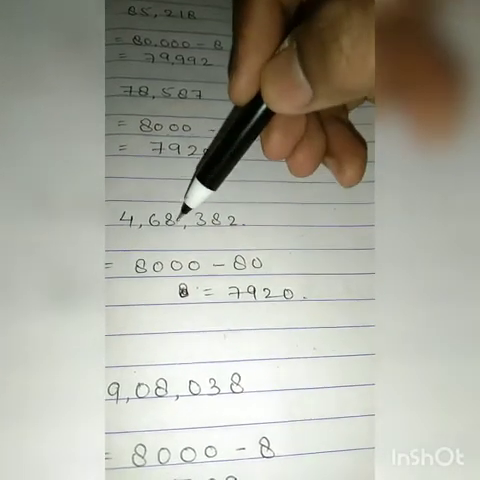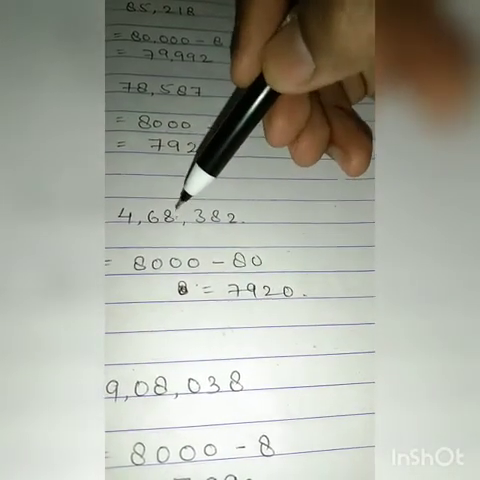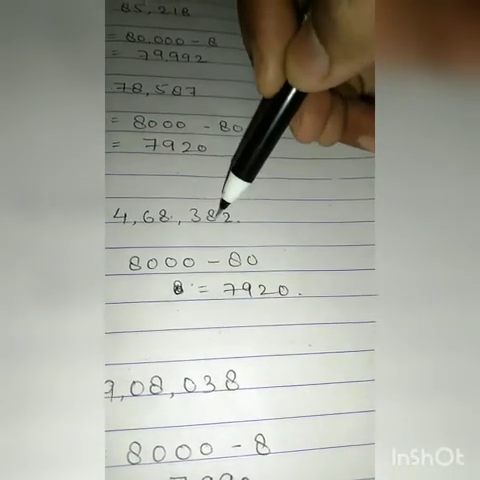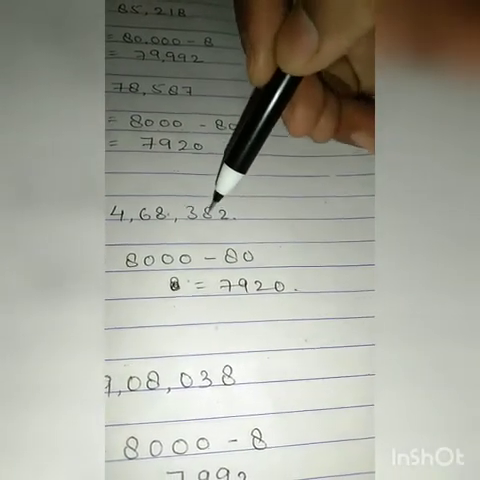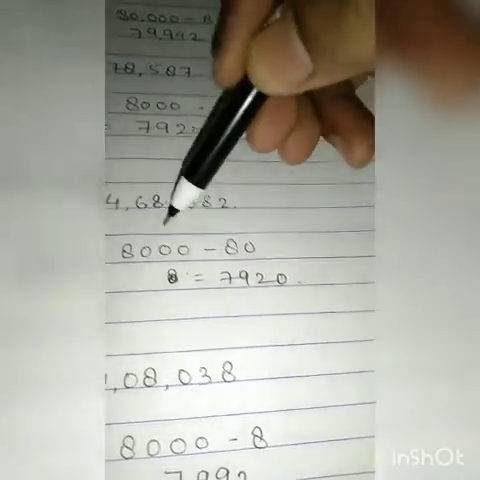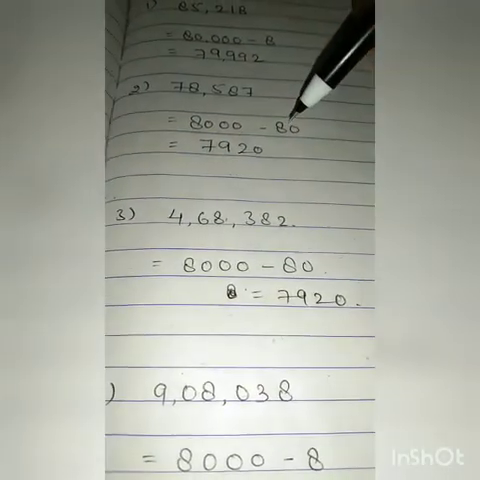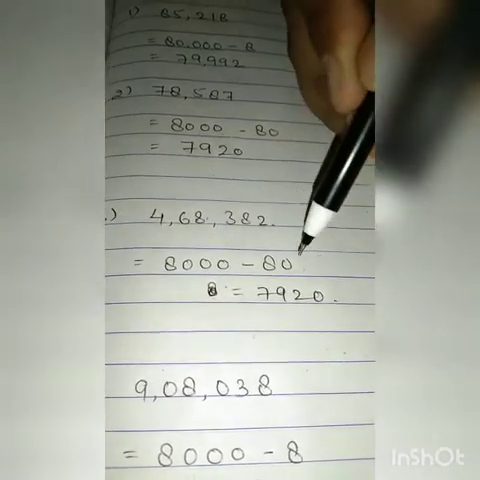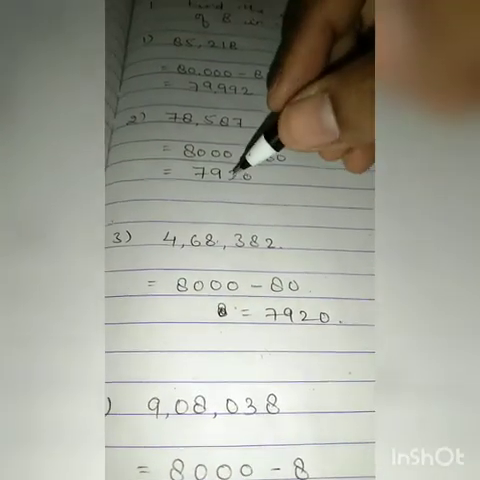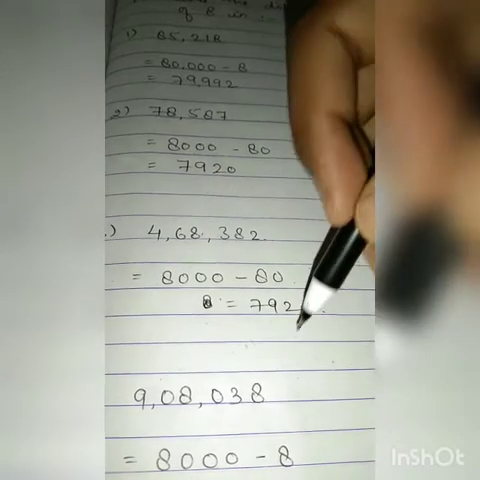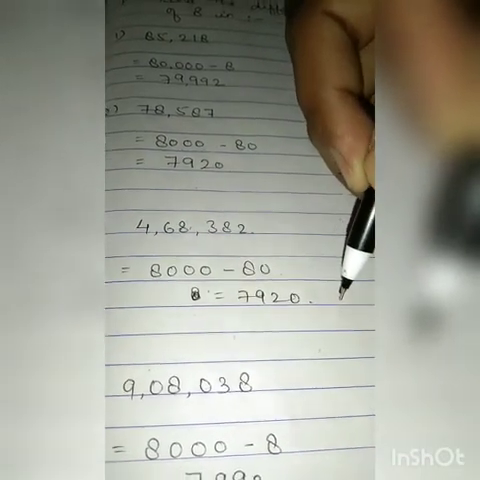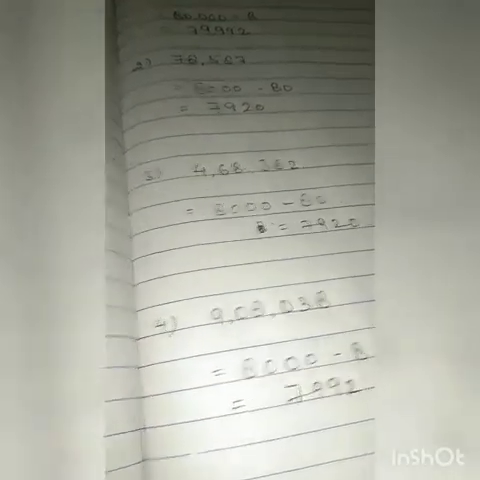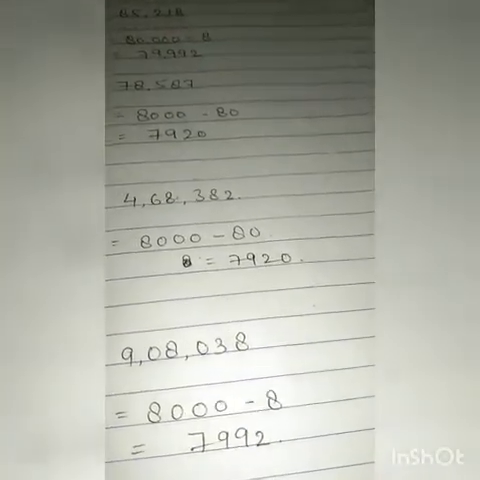In question number 3, 4,68,382. This 8 is having 8,000 place value, so we will write 8,000, and this 8 is having tens place value, so we will write here 80. This is the same as it is done in question number 2, 8,000 minus 80. Here also 8,000 minus 80. So the answer will be the same here, 7,920. Clear it is?